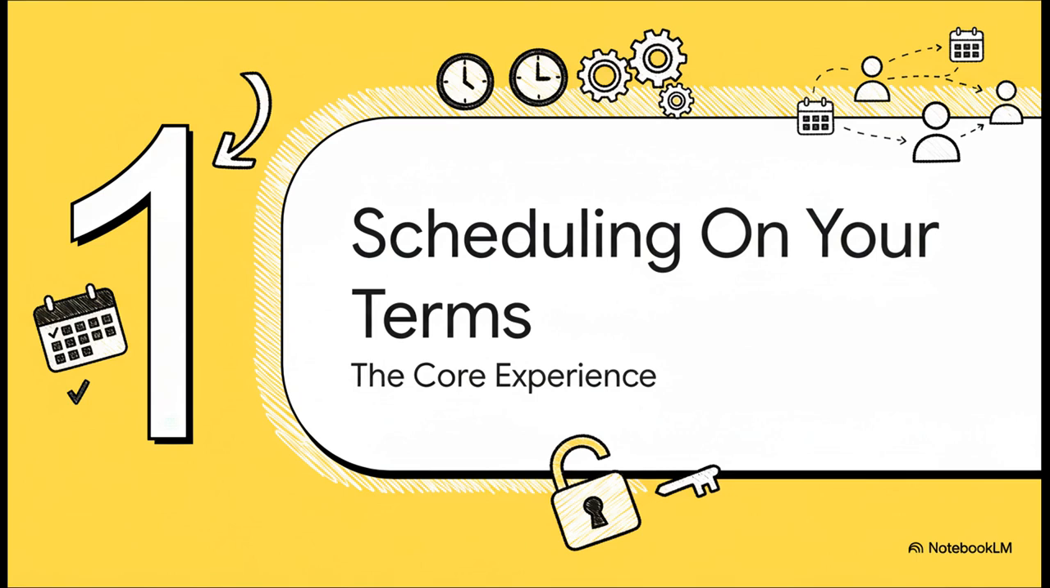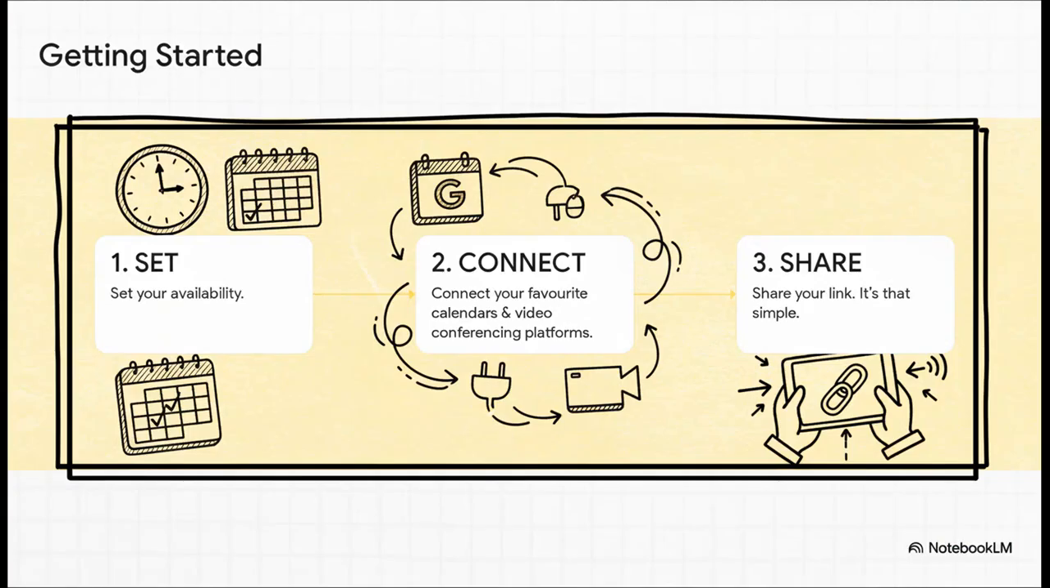This is for anybody who just wants a simple, elegant way to let people book time with them, minus all the usual headaches. And getting set up is ridiculously easy. Seriously, step 1, you just set when you're available. Step 2, you connect the tools you're already using, like your Google Calendar or Zoom. And step 3, you share your link. That's it. It really is that simple.